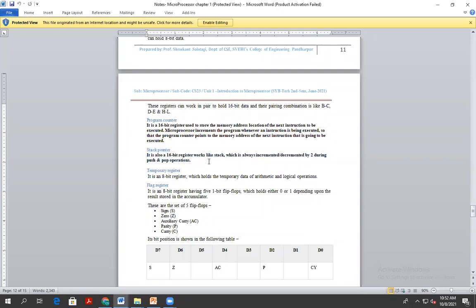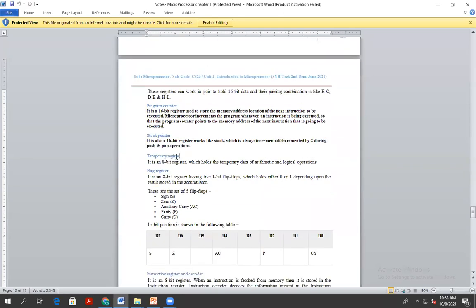So here, the 16-bit register works like a stack, which is always incremented or decremented by 2 during the push or pop operation. Why is it incremented or decremented by 2? Because it is 16-bit. If it is 8-bit, it is incremented or decremented by 1. If it is 16-bit, we have to use 2. If it is 32-bit, we have to use 4. If it is 64-bit, then we have to use 8 during these push and pop operations. This one you have to remember. It depends on the word size of the computer.